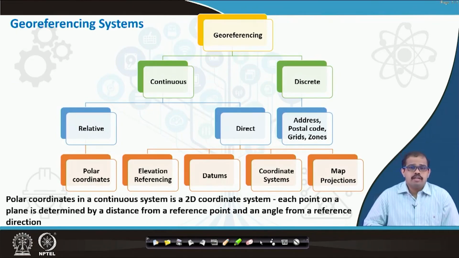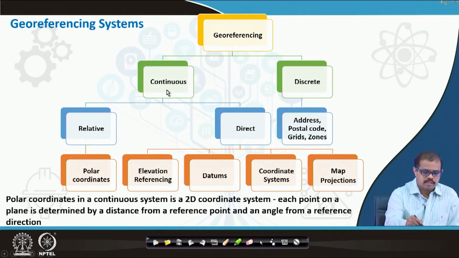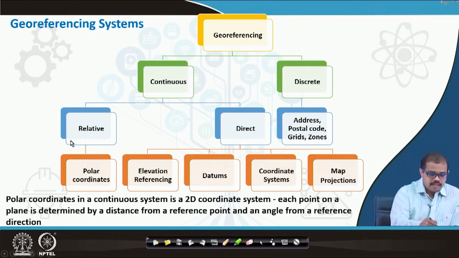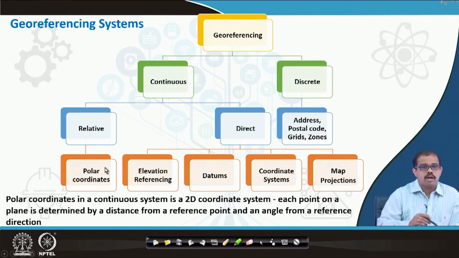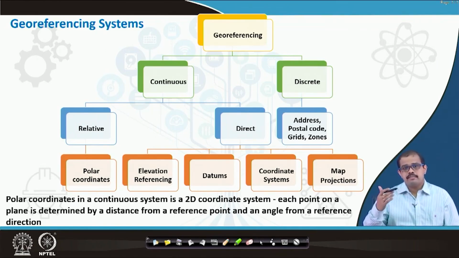So when we look at georeferencing, as I said, we have two types. One is continuous georeferencing, the other one is discrete georeferencing. And continuous georeferencing is divided into two types. One is relative, the other one is direct. Okay, so when we look at relative, it is based on polar coordinates. Polar coordinates is a continuous system in a 2D coordinate system.